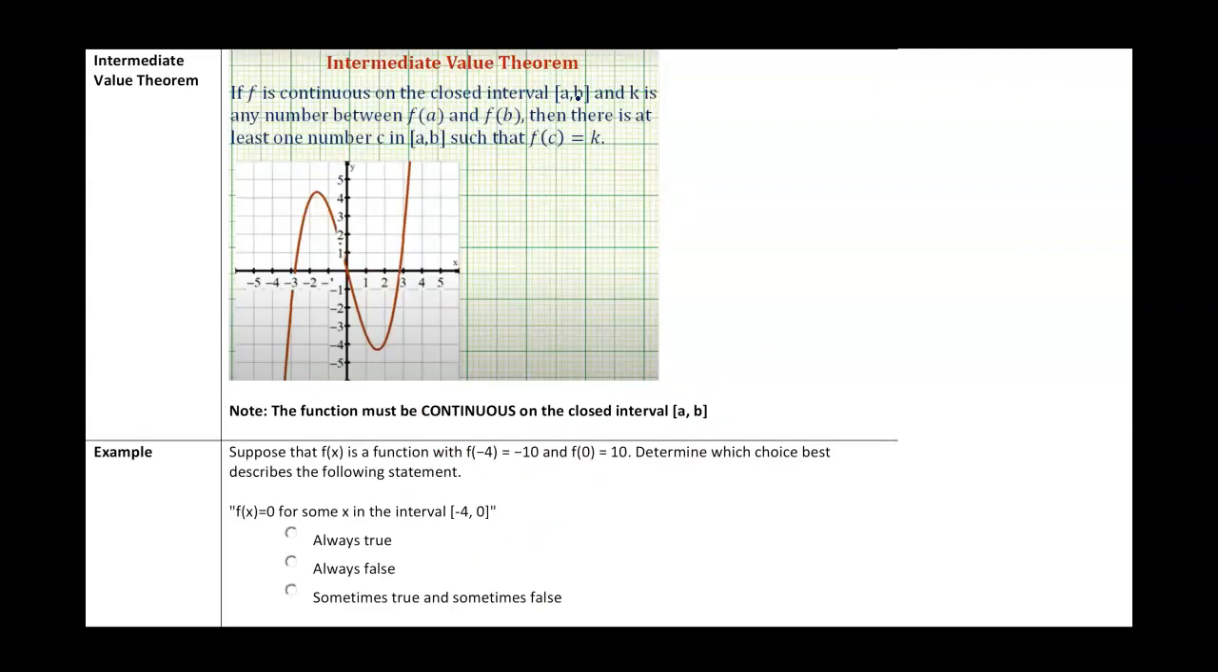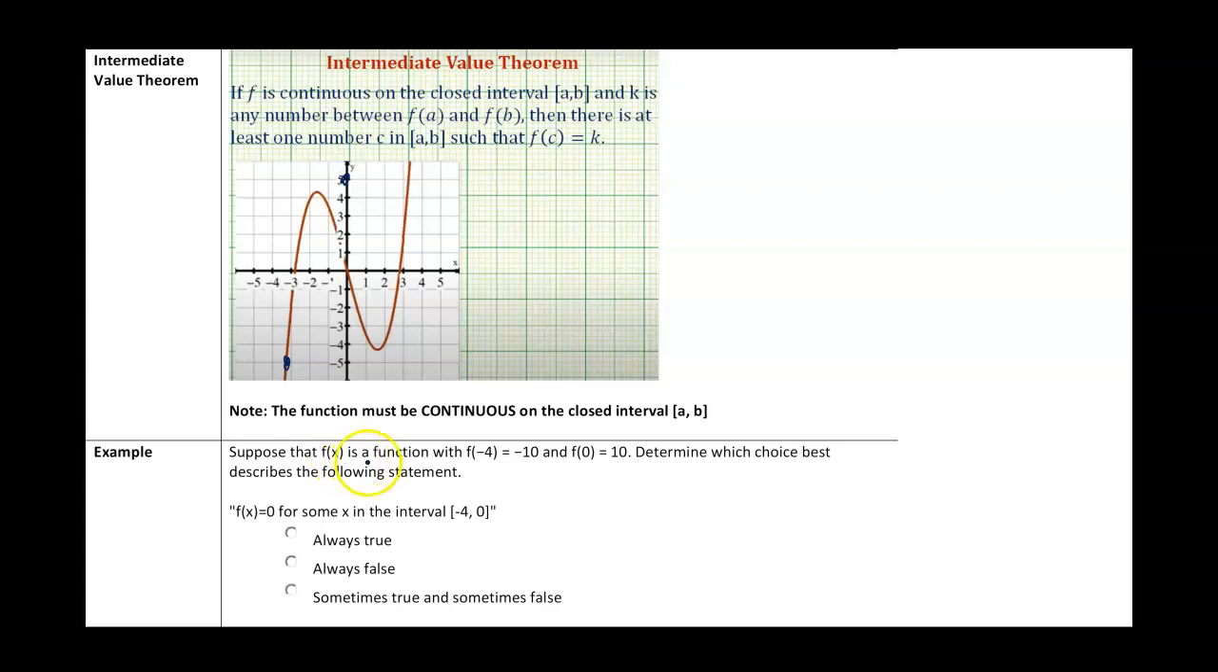Lastly, the intermediate value theorem says that if f is continuous on an interval from a to b and k is any number between f of a and f of b, then there's at least one number c in the interval such that f of c equals k. So basically what it means is, let's say that you have f of x, a continuous function, and f of negative 4 is negative 10. So you're below the x-axis, down there somewhere. And then f of 0 is positive 10. So you're up there somewhere. At some point, to go from a negative to a positive, the graph must have crossed the x-axis.